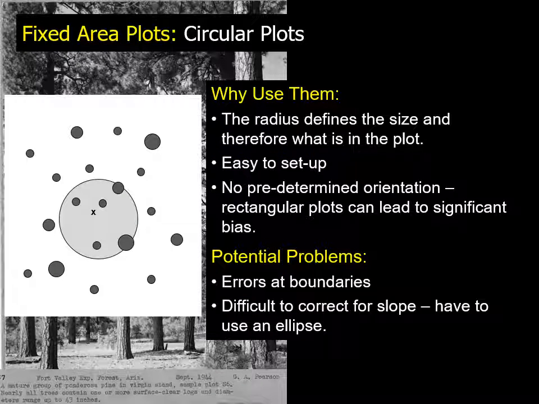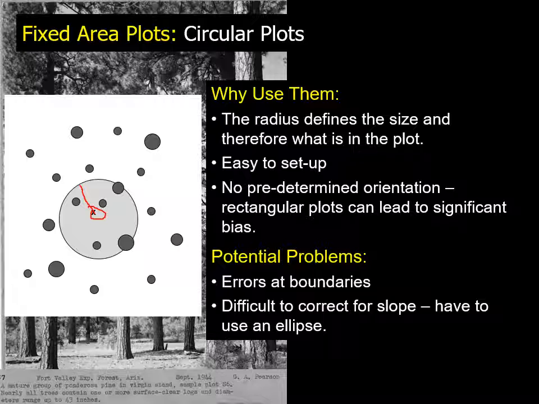So as rectangular plots have their advantages, so do circular plots. Circular plots are incredibly easy to set up because all we need to know is the effective radius of the plot itself, and we can walk in a circle to start identifying the boundary itself. And having no predetermined orientation like a rectangular plot makes it really easy for this plot to be validated or check cruised by somebody else to ensure the quality of the data being collected. Because all they have to do is find the same central location and they can set up the same plot.